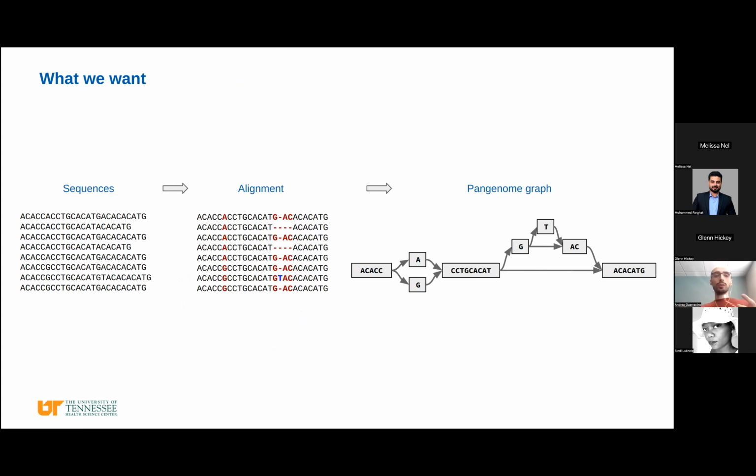What we want is, given our set of sequences, to align these sequences to know how they relate to each other, and represent this pangenome in a graph structure to keep both sequences and relationships.